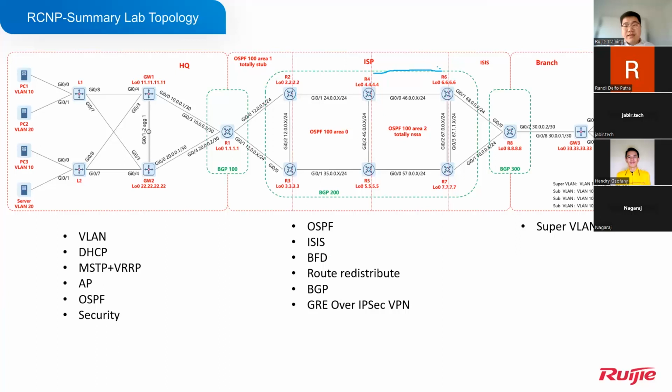R4 will periodically send the hello packet to R6, and R6 can automatically receive it. On the other side, it's the same. R6 will send it to R4, and R4 can periodically receive it.